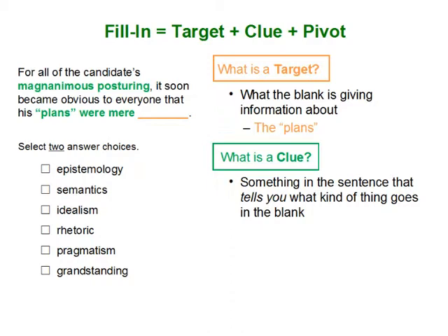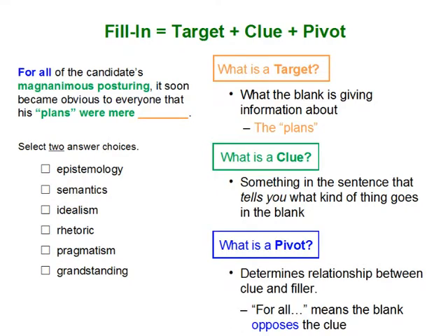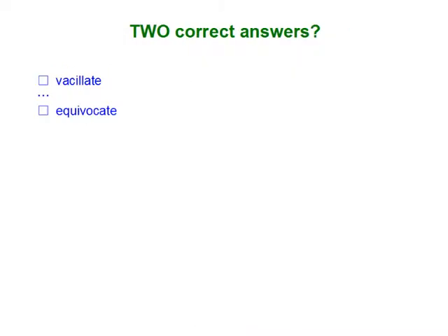And the other one is sort of the beginning of this clue, this pivot, "for all." And this is a really important structure to be aware of. So, for all his boasting, he still lost the race. This is the kind of construction we use that word in, and it means despite. So despite the magnanimous posturing, it was obvious to everyone that his plans were mere. So despite all the magnanimous posturings, his plans were something bad, something less than that.